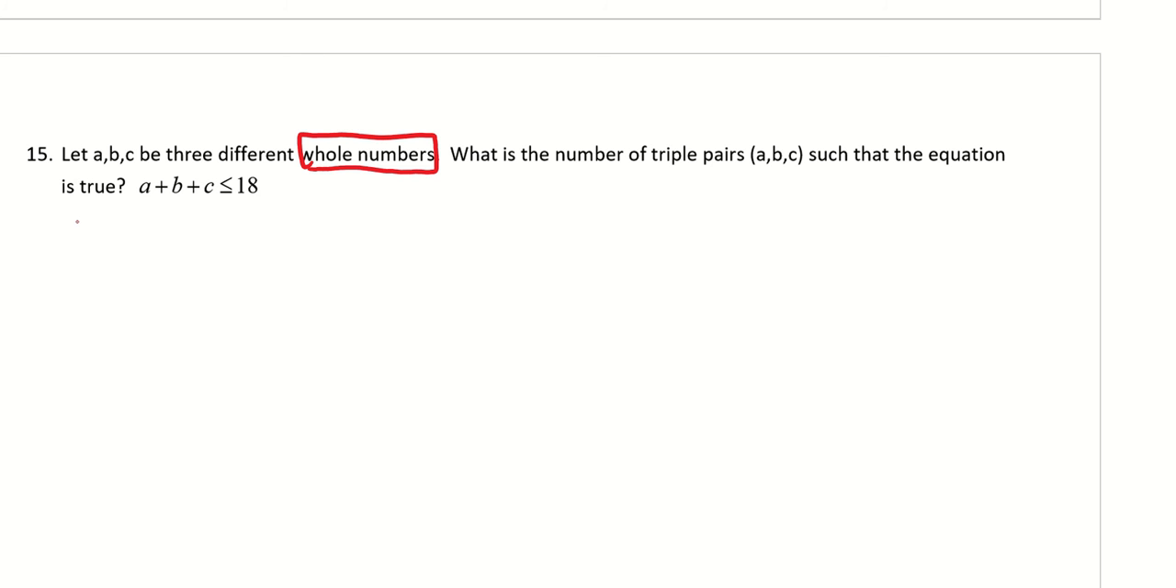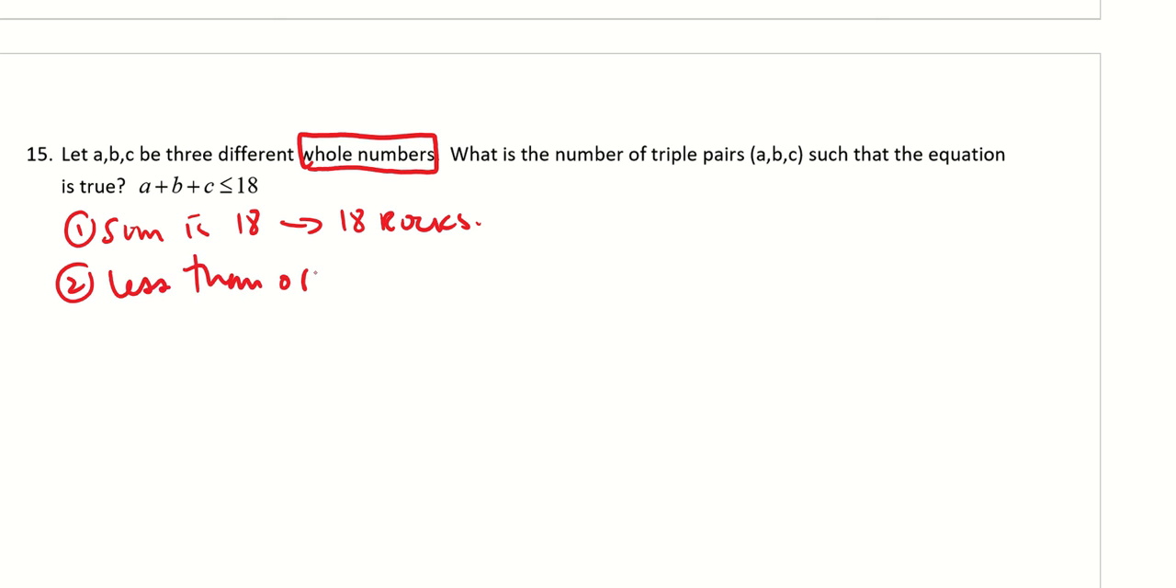So this one here, number one, they could be whole numbers. That means zeros are allowed. So the sum is 18, okay? That means you have 18 rocks, okay? Number two, since it's less than or equal, that means your last stick is not fixed. So that means the last stick is not fixed.